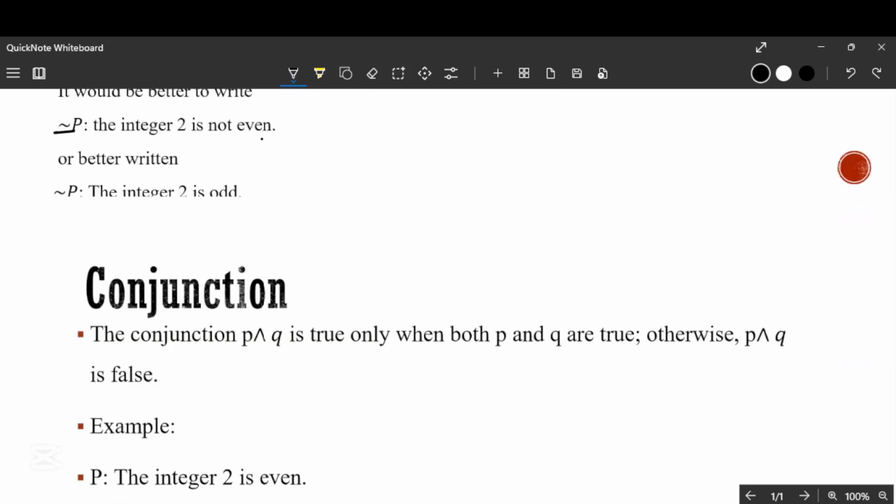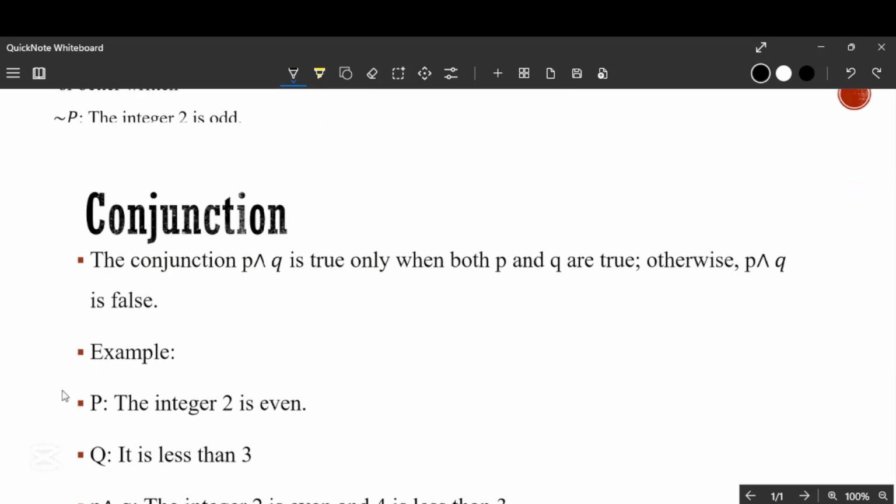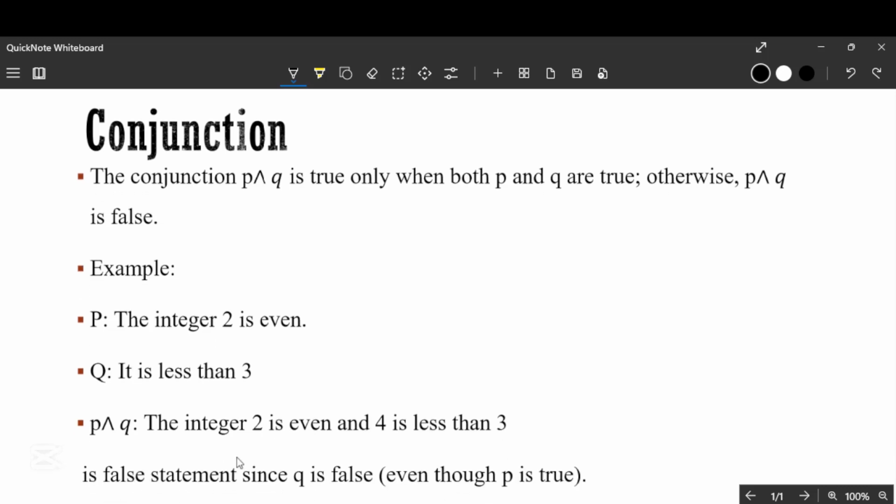Now let's talk about the next item here, which is conjunction. So the conjunction symbol is this. The conjunction P ∧ Q is true only when both P and Q are true at the same time, otherwise P ∧ Q is false. So for conjunction, both statements must be true before it is true, or both statements must be false before it is true. So both P and Q should be true at the same time or false at the same time before it is true.